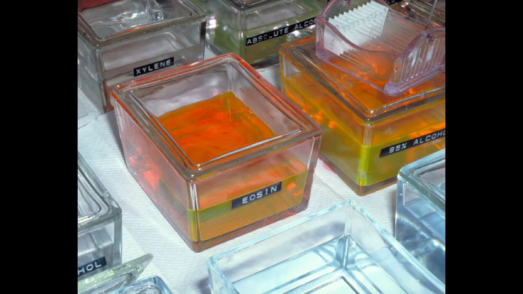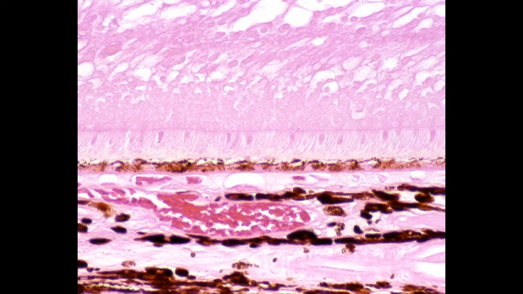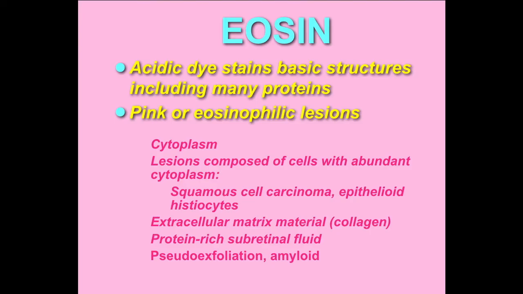This is eosin. This looks like what runs down your patient's face after you put fluorescein in for Goldmann tonometry. Well, that's not surprising because eosin is a tetrabromofluorescein. Here's the same section stained with just eosin. Eosin is an acidic dye that stains many basic structures, including many proteins. It stains cells with abundant quantities of cytoplasm.